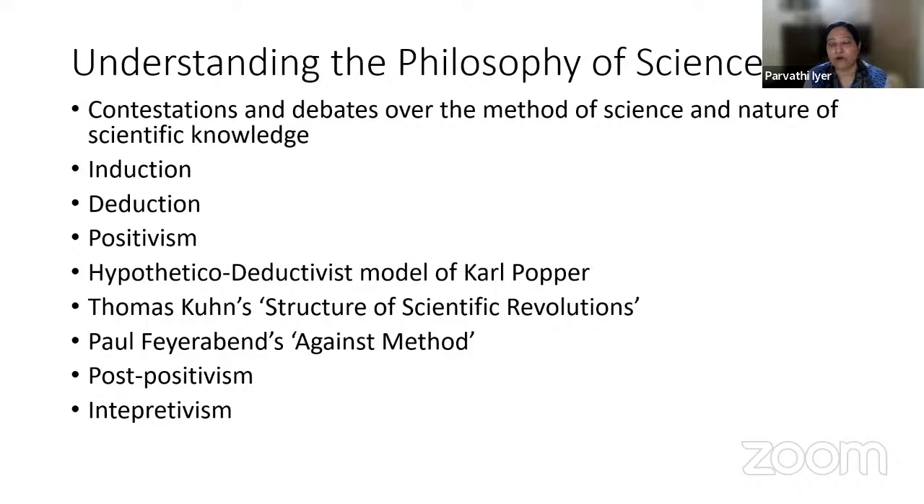So basically what I want to say is that the conventional notion of science, if you look at the philosophy of science, your vision of what science is begins to change and shift radically. Because if you look at the history of scientific knowledge itself, philosophers of science will tell you that there have been contestations and debates over what should be the method of science and what should be the nature of scientific knowledge itself.